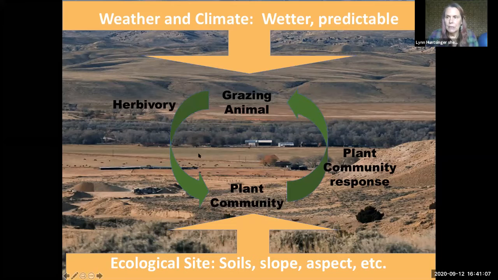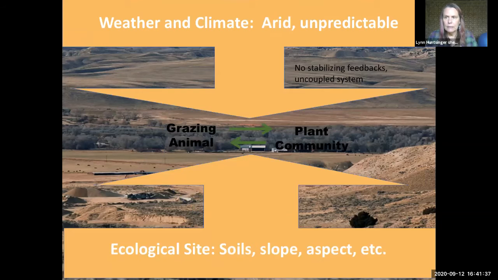This relationship is disturbed in a non-equilibrium type of model, in a system that's explained by a non-equilibrium model where abiotic factors have such a big influence. So this is coupled in this model, because the grazing animal and the plant community are connected by these, quote unquote, stabilizing feedbacks that I described. But in a non-equilibrium or disequilibrium model, they're not coupled.